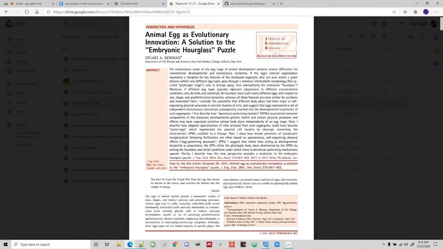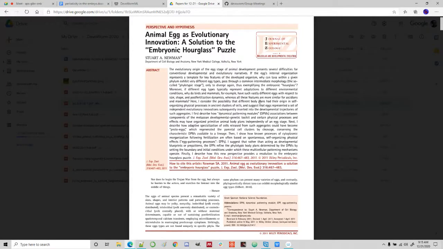If different egg types typically represent adaptations to different environmental conditions, why do birds and mammals, for example, have such vastly different eggs with respect to size, shape, and post-fertilization dynamics, whereas all these features are more similar for ascidians and mammals? So ascidians are marine invertebrates, and of course mammals are like us or like dogs or cats. So why is it that those two groups of organisms have features that are more similar than birds and mammals, which are actually closer phylogenetically? That's the question they're asking there.